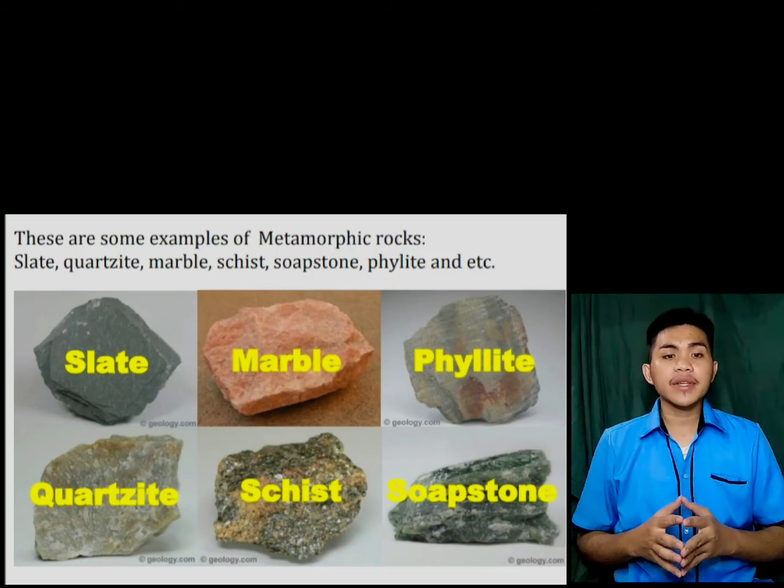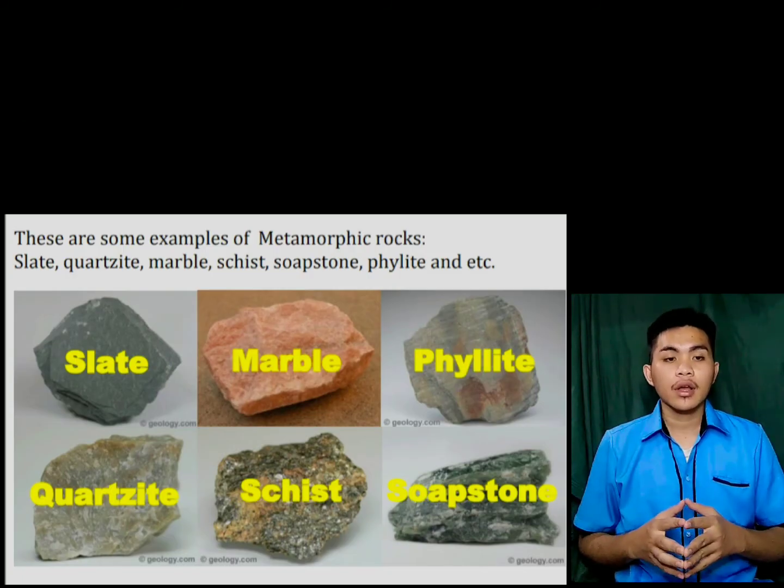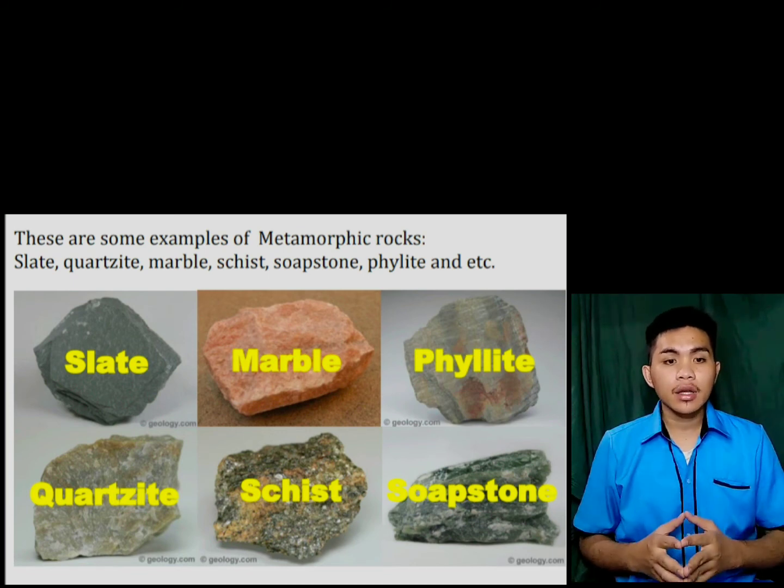So these are some examples of metamorphic rocks: slate, quartzite, marble, schist, soapstone, phyllite, and etc.